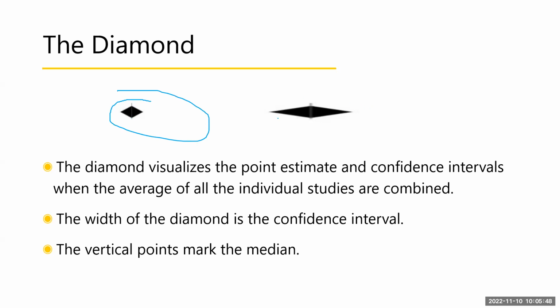So if you see a diamond like this, that means it has a wide confidence interval. If you remember from the last biostats lecture we did, the confidence interval is where the statistician or researcher is saying that they think the results will fall within this particular range 95% of the time, or whatever they set the confidence interval as.